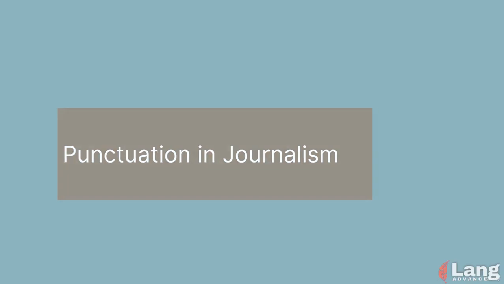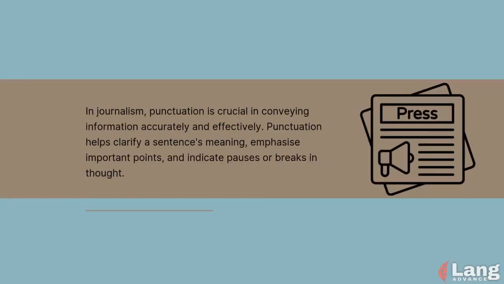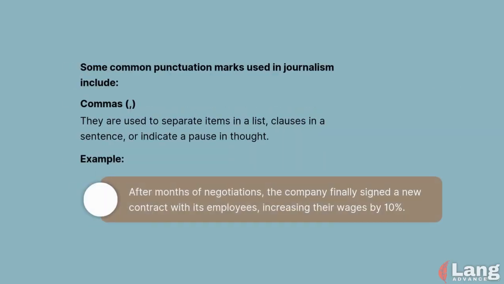Punctuation in journalism. In journalism, punctuation is crucial in conveying information accurately and effectively. Punctuation helps clarify a sentence's meaning, emphasize important points, and indicate pauses or breaks in thought. Some common punctuation marks used in journalism include the comma. Commas are used to separate items in a list, clauses in sentences, or indicate a pause in thought.